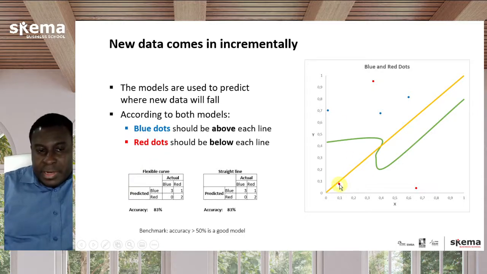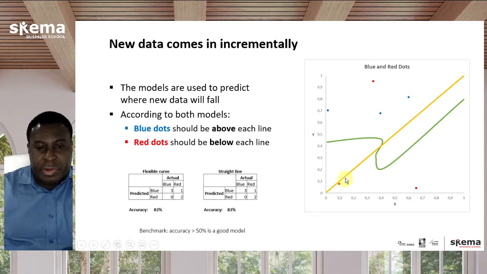So this is the red, and reds are below the line. So it's clearly, comfortably below the flexible curve, but it's just barely below the straight line, but just barely counts. It's classification, so that counts as a correct prediction of red, even by the straight line. There's another red prediction that's correctly predicted by both of them. And another red prediction that's correctly predicted by both of them.